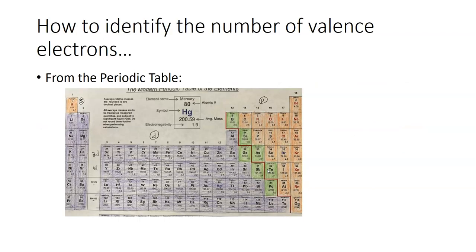All right, so how do we identify the number of valence electrons? Well, it's pretty simple. If we have a periodic table in front of us, which we almost always will, all we care about looking at is what group we're in. It's just like this. Group 1 has 1 valence electron, so hydrogen, and lithium, and sodium, potassium, all of those have 1 valence electron. Everything in group 2, beryllium, magnesium, calcium, strontium, barium, radium, all of those have 2 valence electrons.